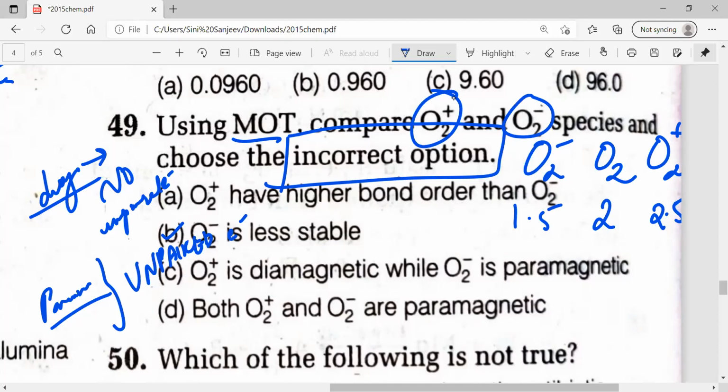Correct? So we can clearly know from this itself that 2.5 is greater than 2 is greater than 1.5. So O2 is less. This is the correct option. O2 plus has higher bond order. What are these 1.5, 2 and all? Bond order. So this is also correct. Both O2 plus and O2 minus are paramagnetic.